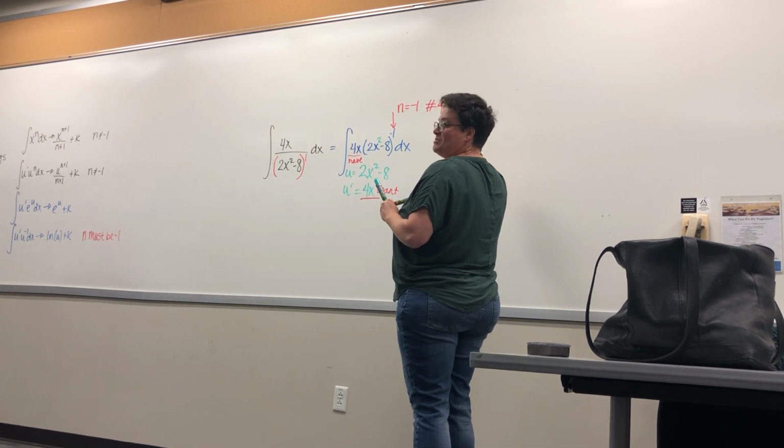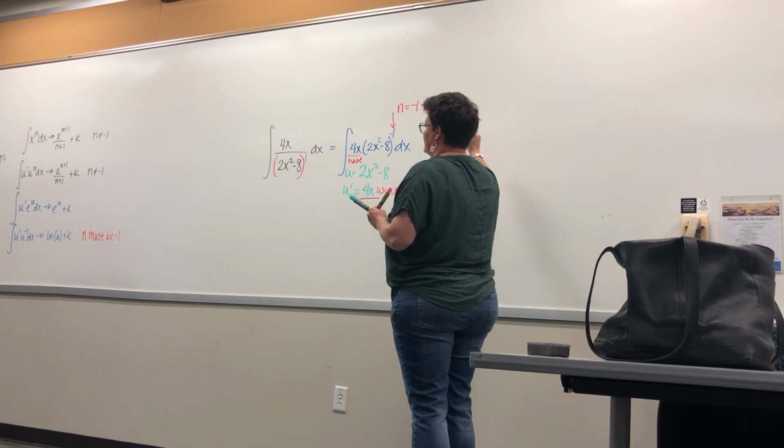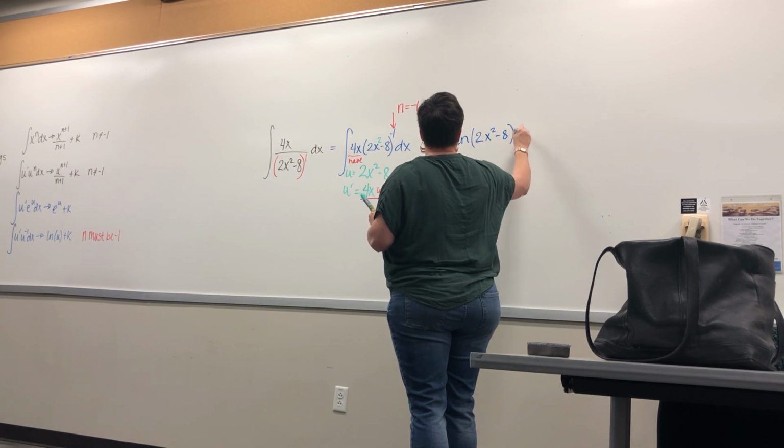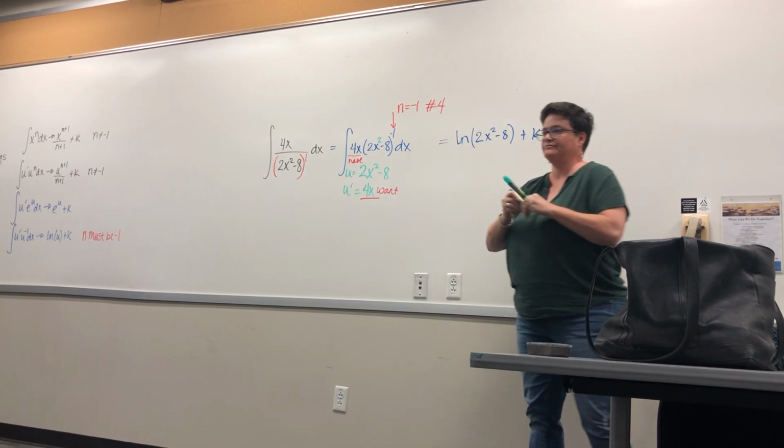We're working with integral number 4, so plug and chug, guys. Natural log of 2x squared minus 8. Done.